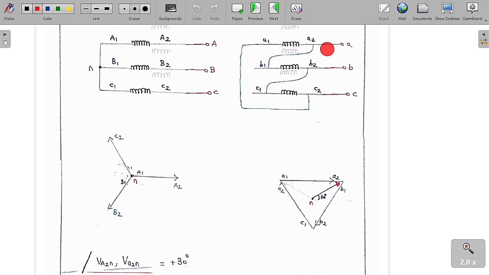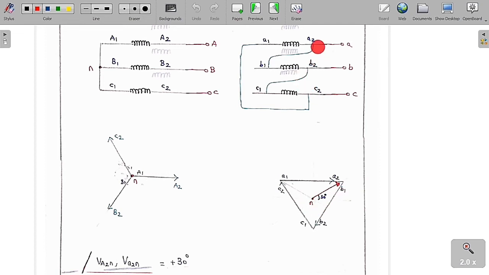We are taking supply from A2, B2 and C2, so keep the arrows at A2, B2 and C2. So we are going to get this one. But these are the line voltages, not phase voltages. So at the middle, take a neutral point and draw a line between.